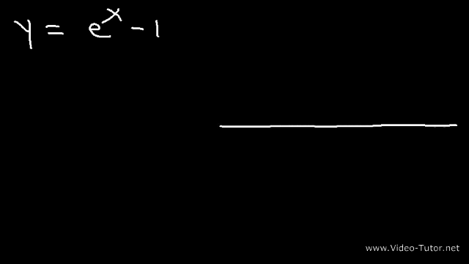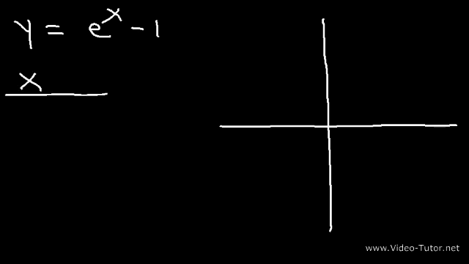Let's try this one. Let's say y is equal to e to the x minus 1. Now even if you have the base e, the rules are still the same. E is just a number. E is about 2.718, but let's use 2.7 just to keep things simple. Now just like before, we're going to plug in two values into x, 0 and 1.